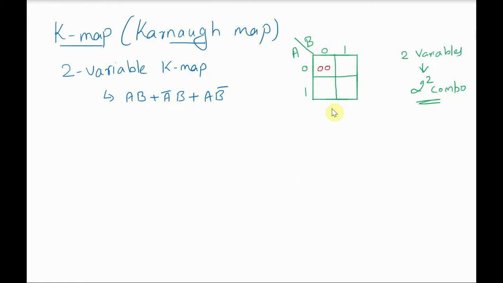And the second cell, A is 0 and the column value is 1. Here, in this row, A is 1. That means row value is 1 and column value B is 0. Here it is A is 1 and B is 0.